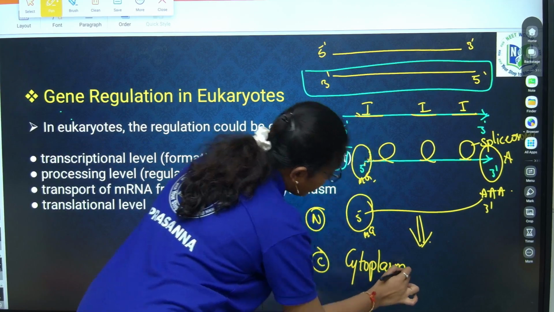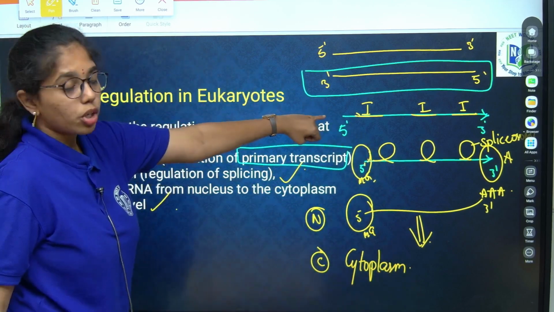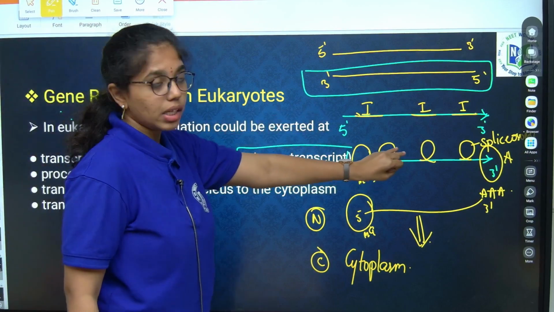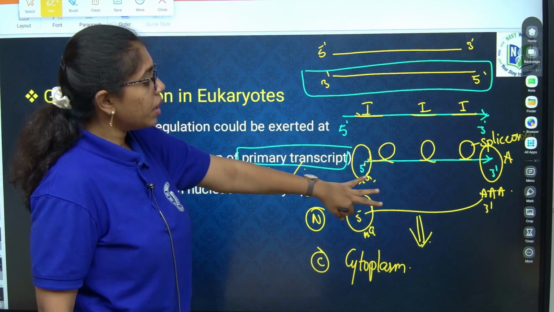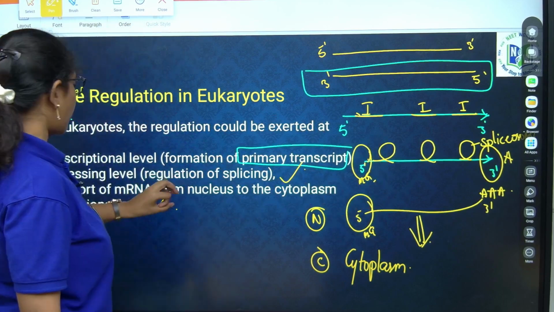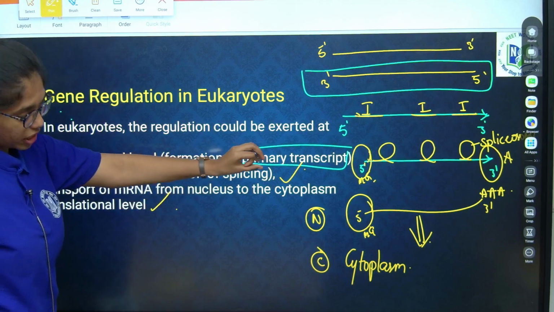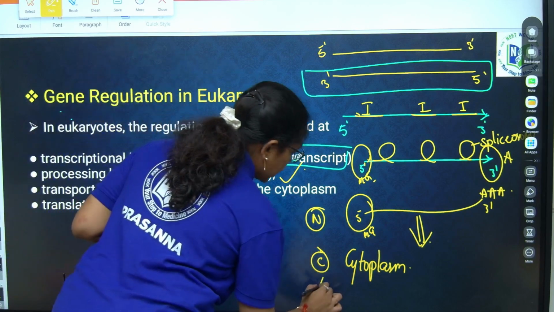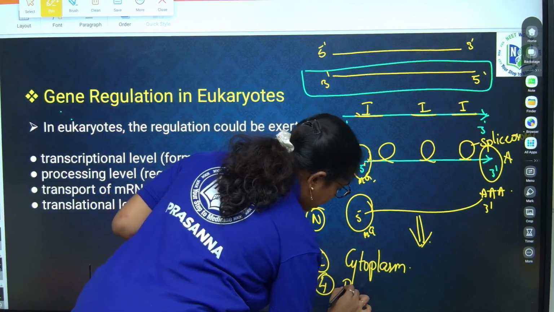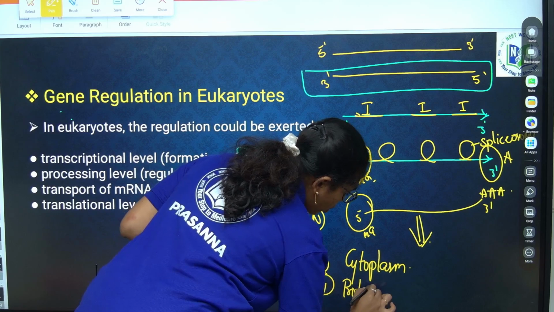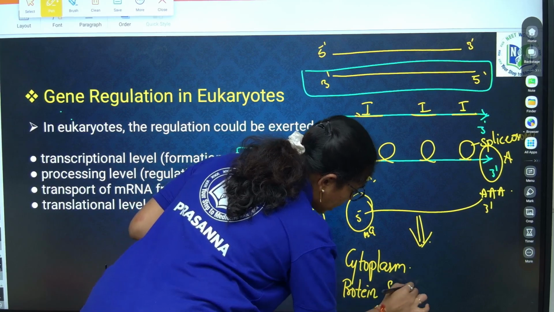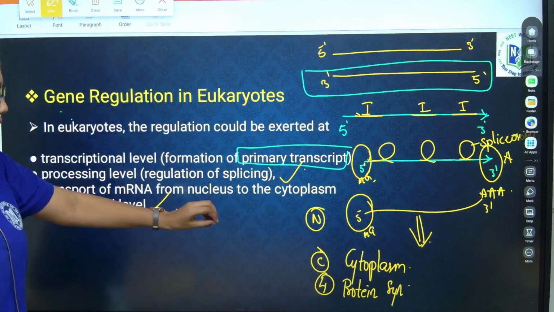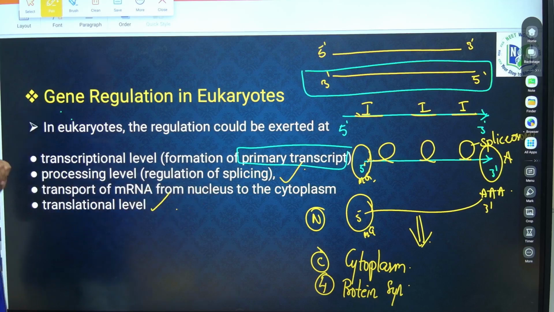So at 4 levels, beta. One is the formation of the primary transcript, where a gene can express in eukaryotes. Second is at the time of splicing. Third is while transporting the mature RNA from nucleus to cytoplasm, and fourth is at the translational level, that is at the time of protein synthesis. Even at this time, a gene is expressed in eukaryotes.